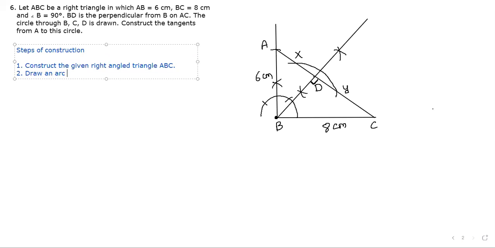Draw an arc of any radius with center as B, intersecting AC at 2 points X and Y. So draw likewise. Accordingly mark the arc which will cut AC in 2 points X and Y.